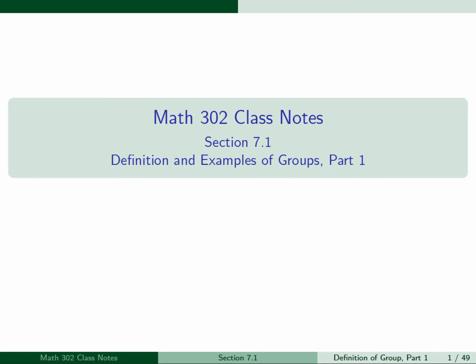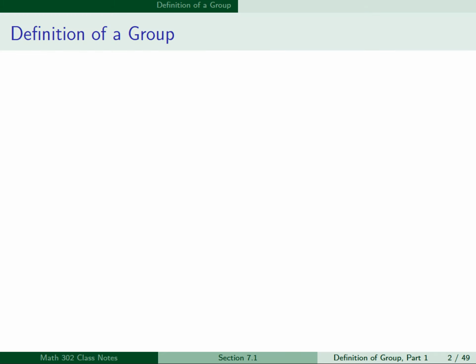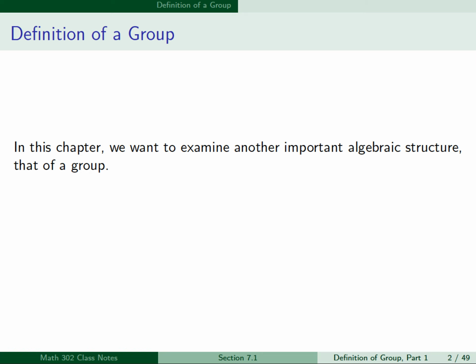This is the video for Part 1 of Section 7.1, Definition and Examples of Groups. So far in the course, we've been looking at rings. In this chapter, we want to examine another important algebraic structure, that of a group.